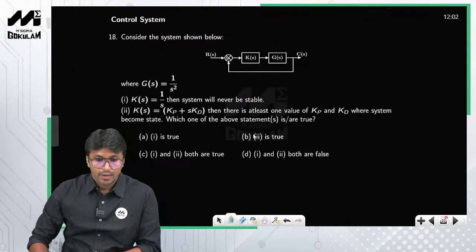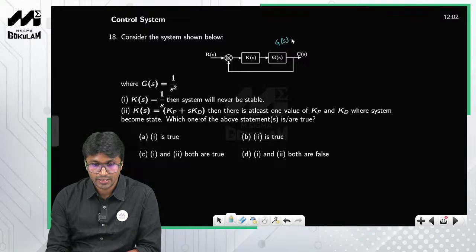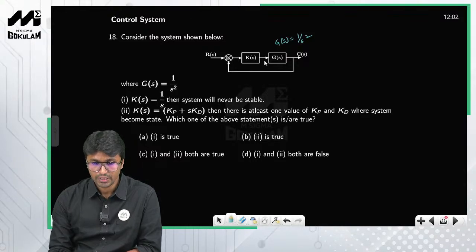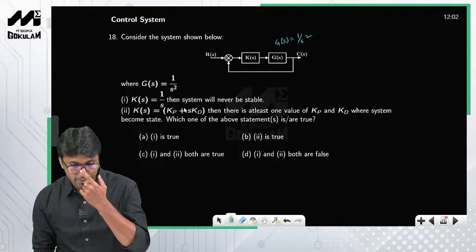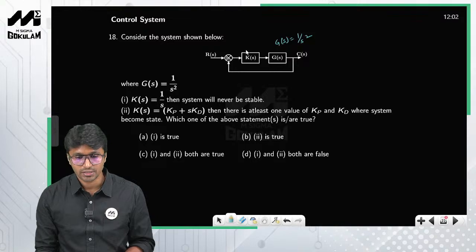Now consider the system shown below. A system is given to you, and G of S, the plant, is 1 by S square. K of S is nothing but your controller, this is an integral controller. Now if I place an integral controller in the feed forward path, what is the statement that he has given? The system will never be stable.